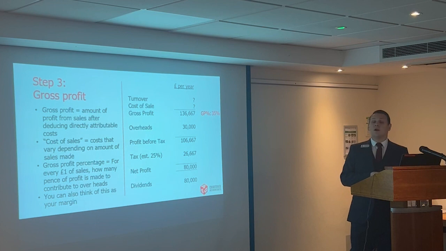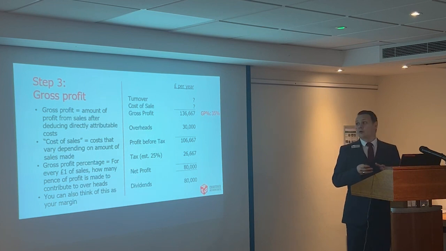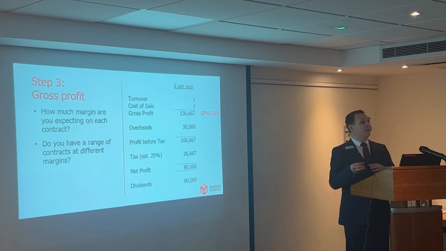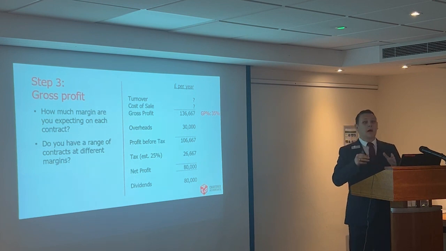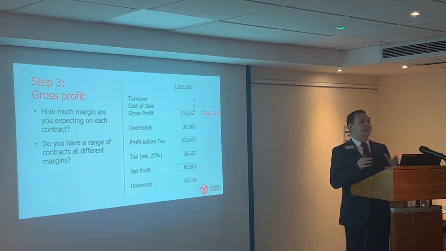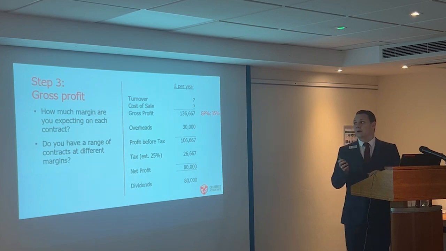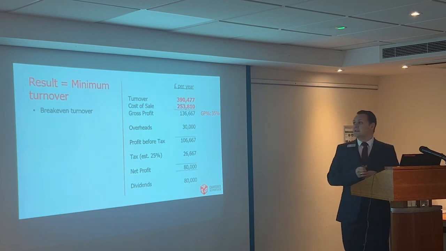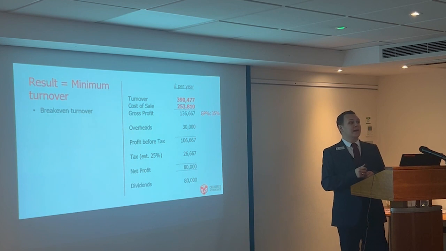In this case, we've assumed a 35% margin on your sales, but we need to look at if that's what you were expecting. Is that what you're getting? Is this the margin you're currently getting? What are you currently earning? And do you have a range of contracts that are perhaps at different rates? So if you've got different rates, we need to take an average gross profit margin in order to work out our turnover. From here, we can work it all the way back to see that we need £390,000 in order to see our net profit after tax of 80,000.